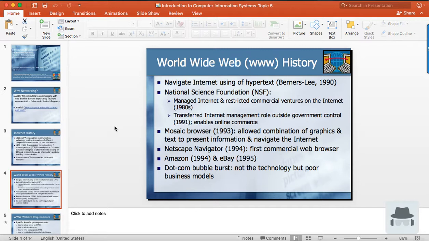But in 2000, 2001, you had what they called the bubble burst. And it wasn't a technology problem, it was actually a business problem. Basically, people were putting outsized expectations on what they were going to get from the internet. So what you saw was the dot-com burst, but the technology itself continued to move forward.